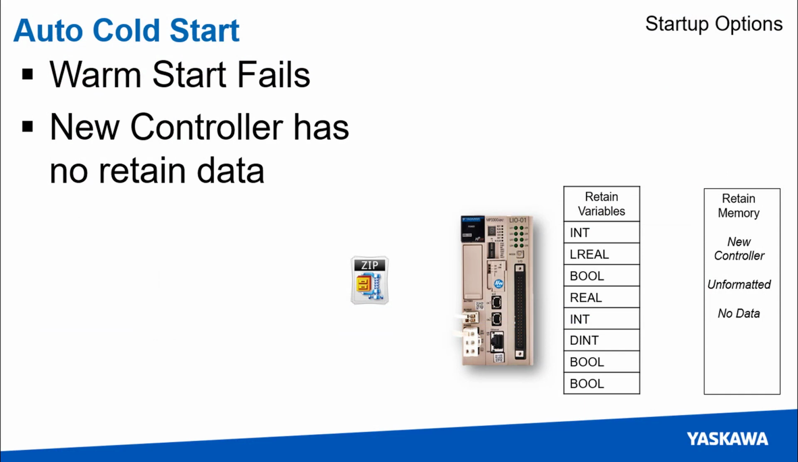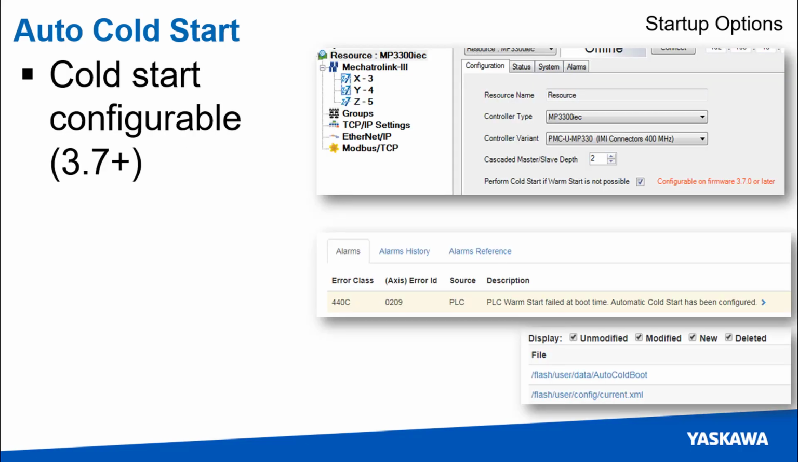When you load a project archive with retained variables to the controller, it may not be logically possible for the controller to do a warm start at power-up. And a common cause of this failed warm start, like we saw before, is that the controller is at factory default condition. There simply is no data in the SRAM of the new controller from which to restore the online value of the retained variables in the project. Therefore, the retained variables must be initialized, which means cold start. So to save the step of a cold start after project archive install in a new controller, you can configure an automatic cold start if warm start is not possible.